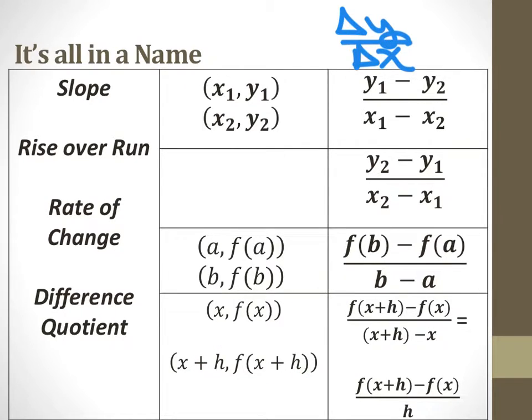So the difference quotient is still the difference in the y values over the difference in the x's. So y2 minus y1, that's this. x2 minus x1, that's this. And that's where the x names come in really weird. And you simplify the denominator and just get an h. So h can't be 0. In other words, x plus h cannot be equal to x.